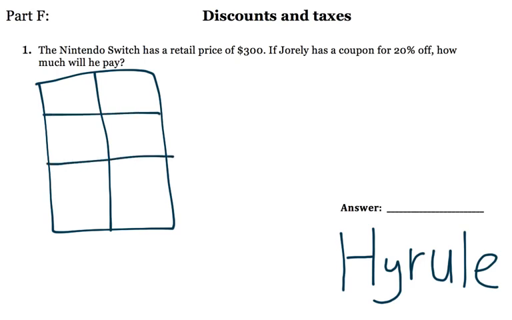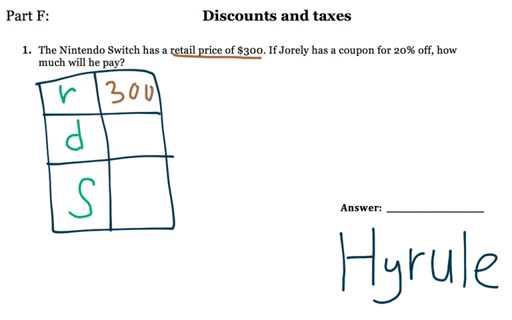This bill will have three parts. First, the retail price, which I'll just abbreviate with an R. Then the discount, which I'll abbreviate with a D. And then finally, the final sales price, which I will abbreviate with an S. So to find the retail price, we just have to read the problem, and it says the retail price is $300. So we can write 300 right here.